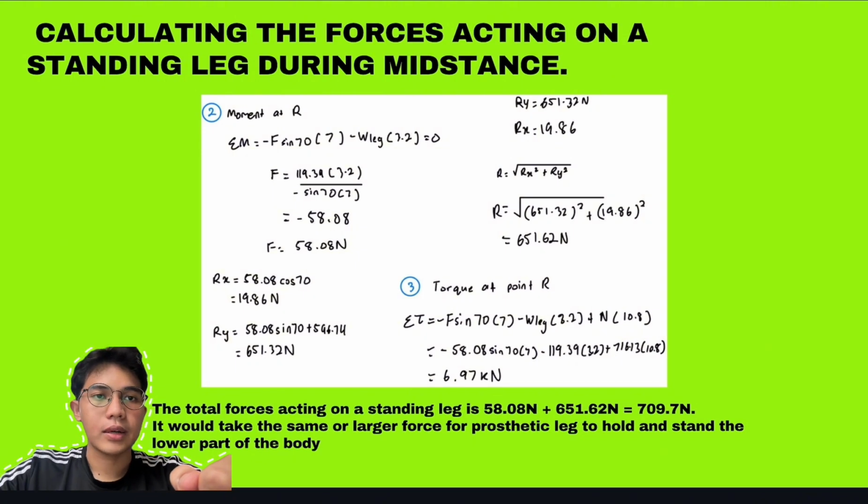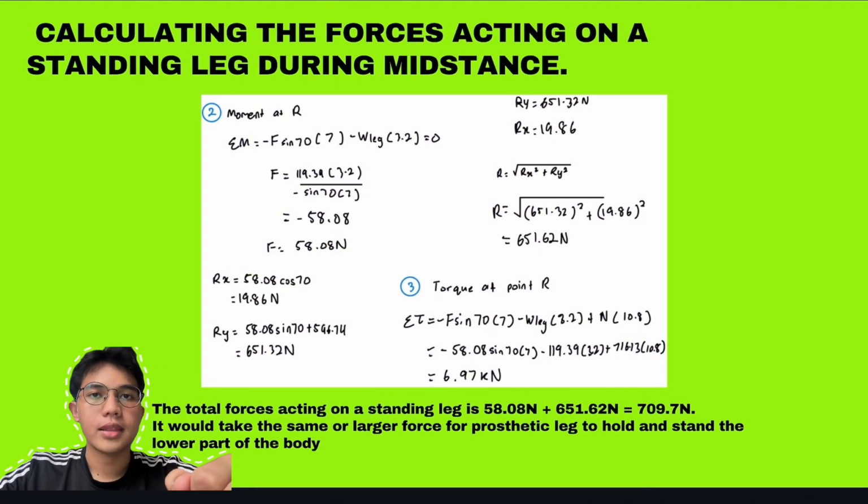Then find the X component of R, which is 19.86 Newton. Then the Y component of R, Ry, which is 651.32 Newton. Then we will get the total of R, which is 651.62 Newton, and we will find the torque at point R by using R as the pivot and finding torque, which concludes that we will get 6.97 kilonewton of torque at point R.